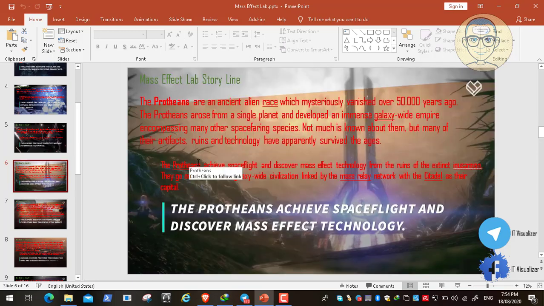So we have here another race that was also evolving in the same Milky Way galaxy. It was the Protheans. The Protheans were an ancient race that mysteriously vanished over 50,000 years ago. They were vanished by the Reapers, who have already destroyed them. But before being destroyed, they were a large civilization.